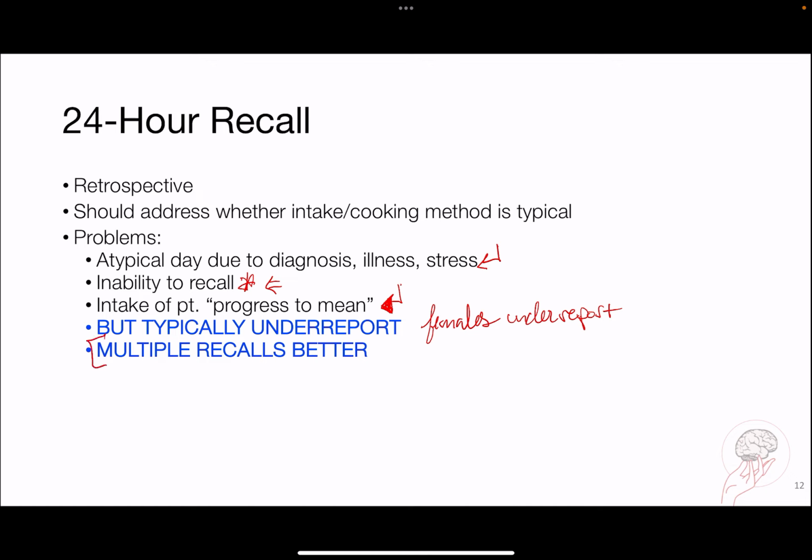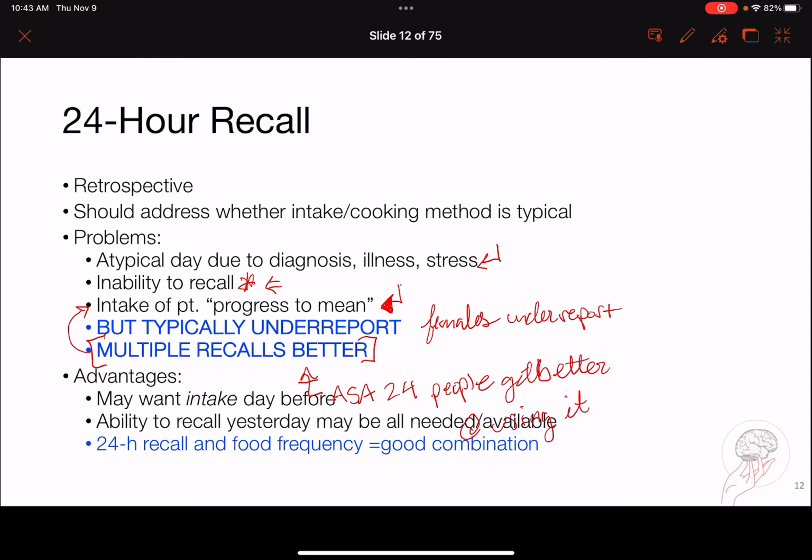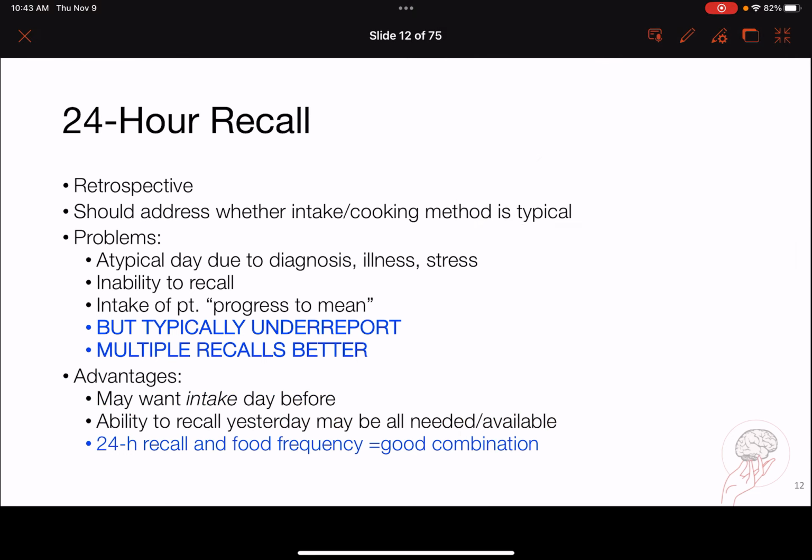But this is why we need multiple recalls. One, people get better at recalling what they ate with practice. You'll get the progress to the mean, which is actually okay. And if you're using a software like the ASA24, people get used to it. They get better at using it. So some advantages, though.